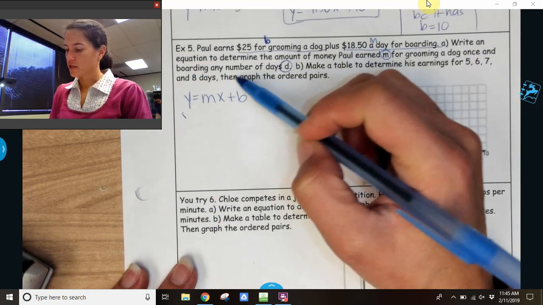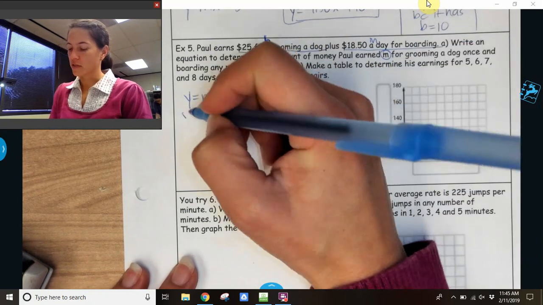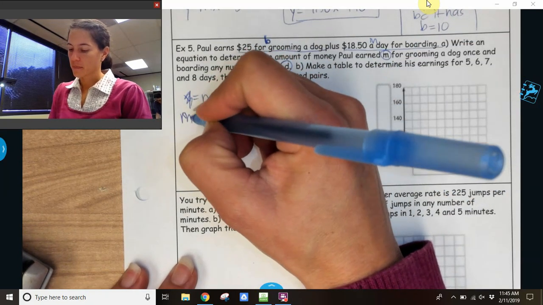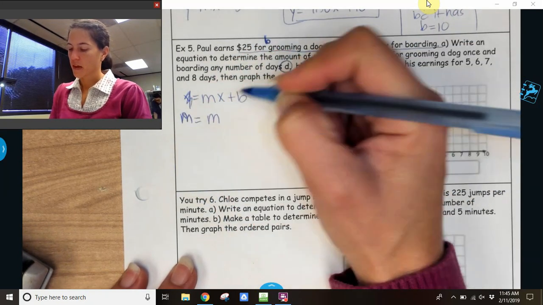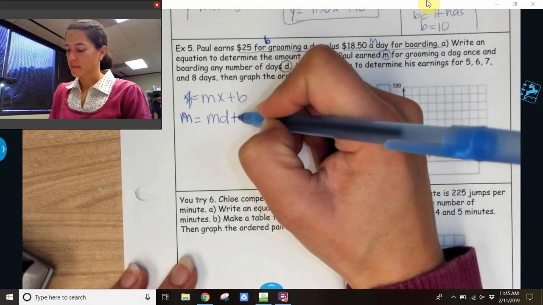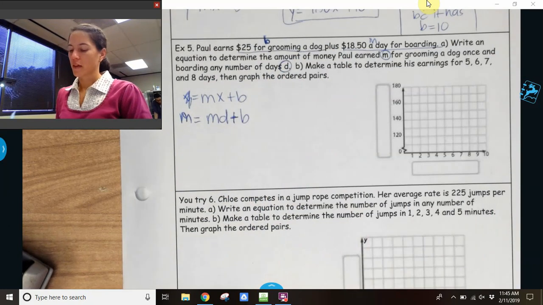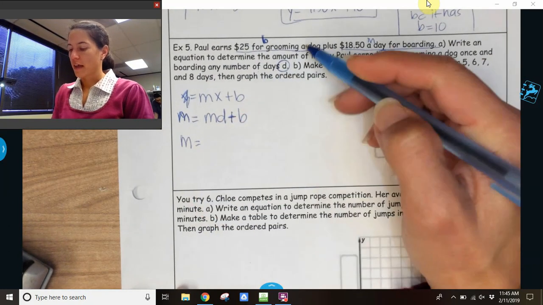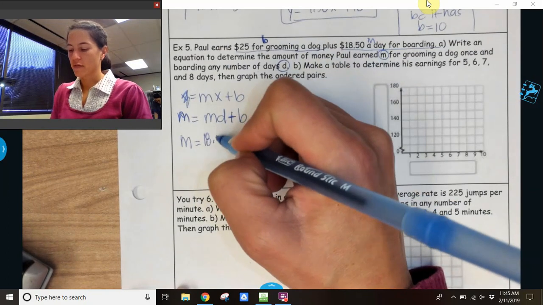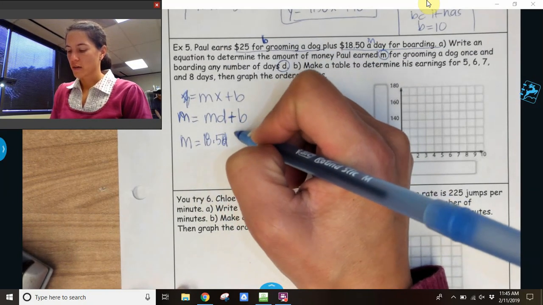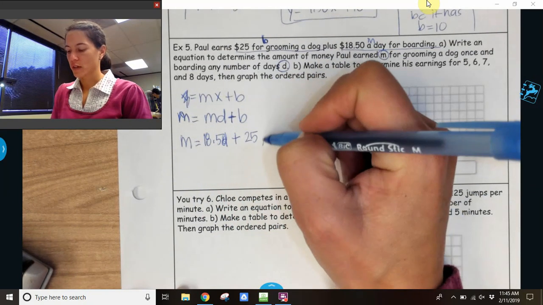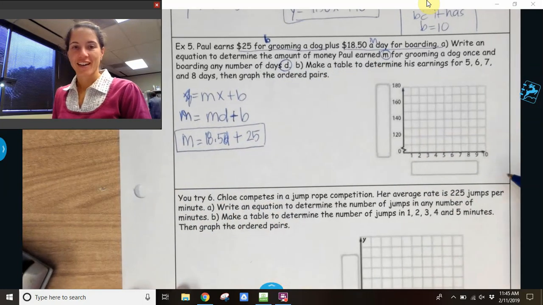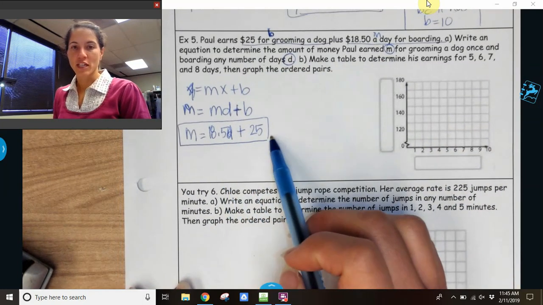All right, so first we need to write an equation. We're writing an equation to determine the amount of money Paul earned. So this would be M, and then the number of days. So total money, and then our slope was $18.50 plus 25 for grooming. So my slope was $18.50 and then the original $25 for grooming.